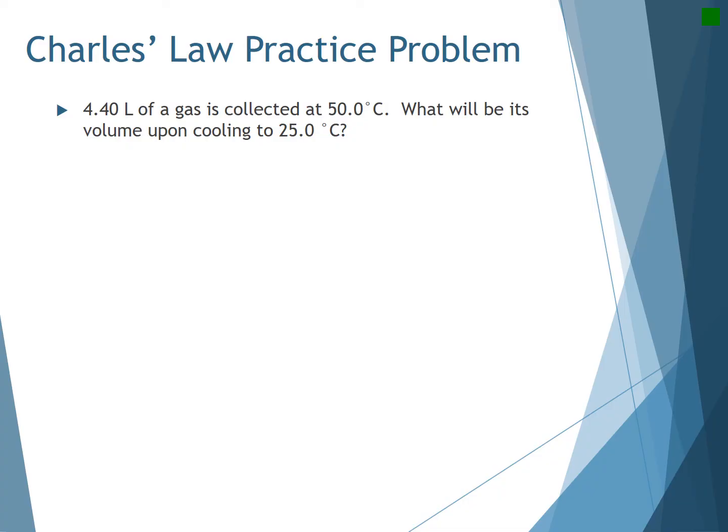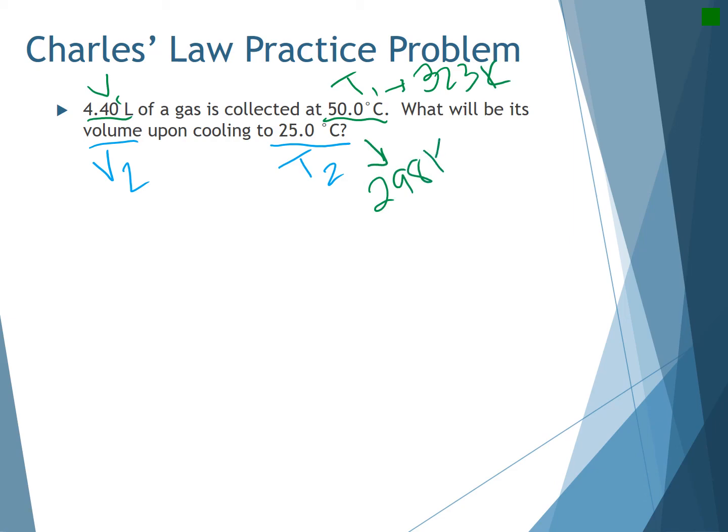All right, so let's do a practice problem. So we've got 4 liters of a gas that is collected at 50 degrees Celsius. So here is my V1, here is my T1. What will its volume be? So that's V2, upon cooling it to 25 degrees Celsius, so that's T2. All right, as always, you are going to have to convert these into Kelvin. So I'm just going to add 273 here, so that would be 323 Kelvin. And this guy in Kelvin would be 298 Kelvin.